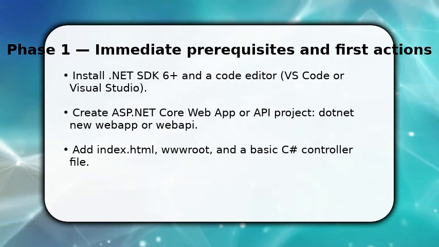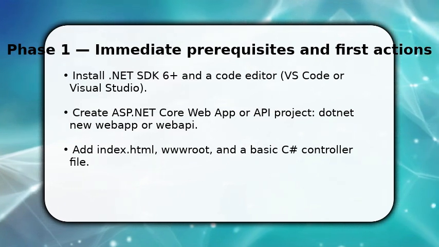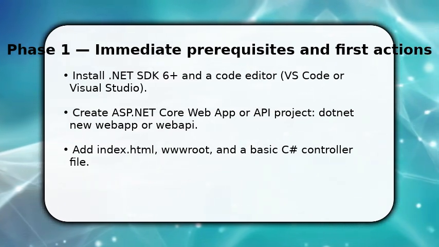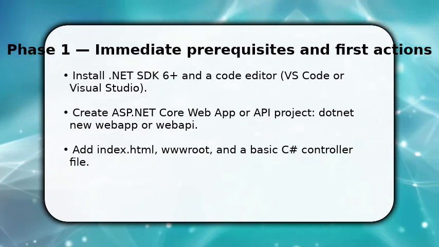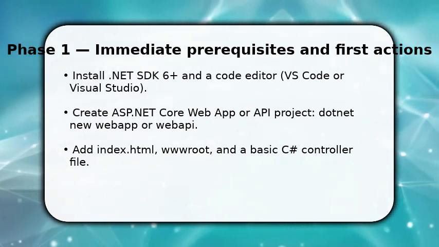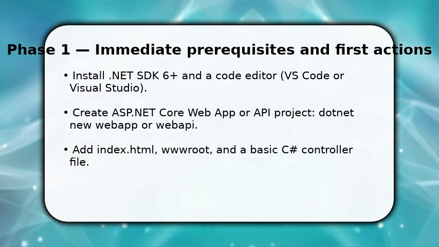Next, configure Startup or Program.cs to serve static files and add routing. Make sure to enable JSON serialization, otherwise the front end can't parse responses. This gets you to the first actionable state, a reachable HTML page and a C# endpoint.